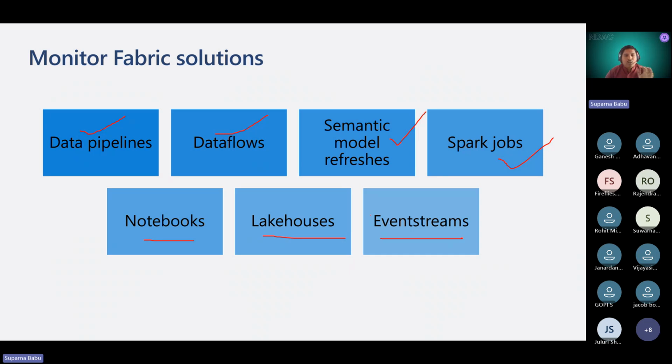Real-time data means, let's say, the stock market. Stock prices increase and decrease every now and then, every fraction of a second. How can you process the stock market's data? By using Event Streams and Real-Time Intelligence. So this is all about how you need to monitor all these tools, all these workloads carefully.